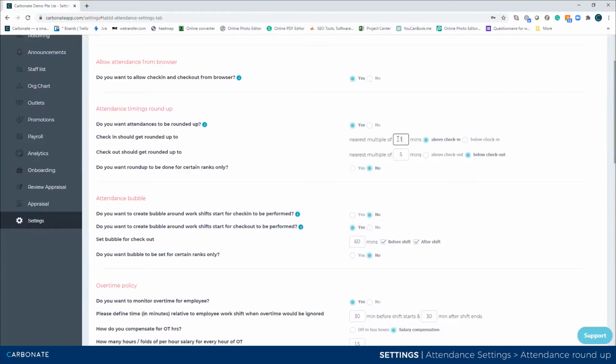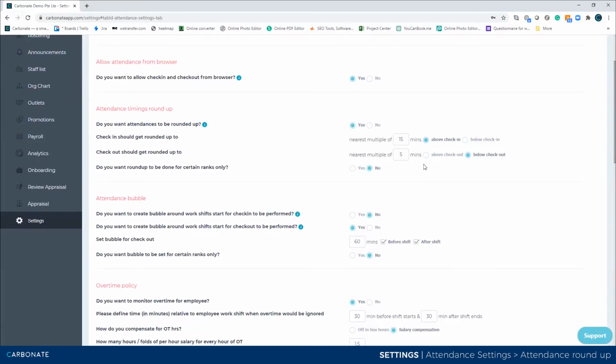If you have a 10 minutes multiplier, that will mean if I have checked in at 9:09 in the morning, it will be rounded down to 9. In the previous condition, if I had checked in at 9:06, it will round it down to 9:05, because the multiplier is 5 in that condition. But as per this, it will be a 10 minutes bracket.